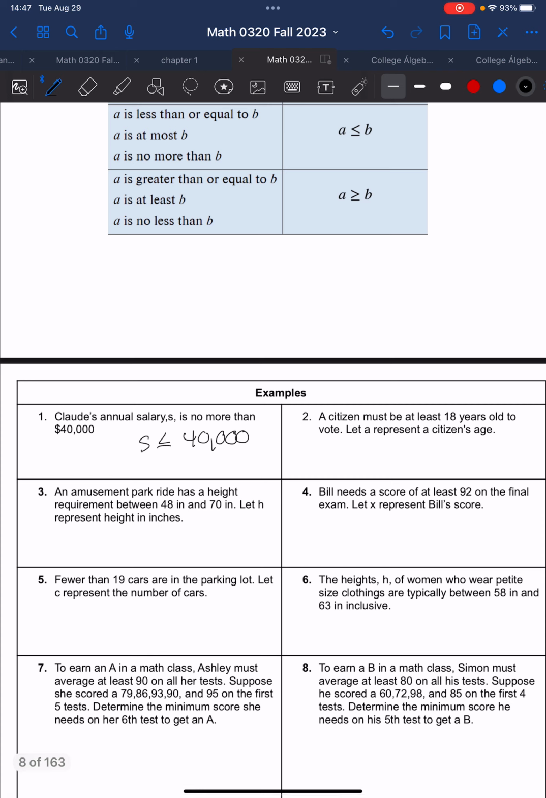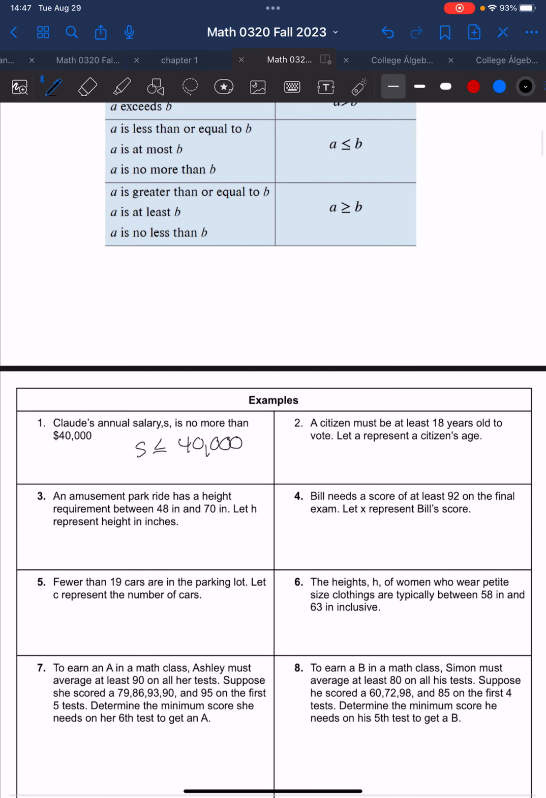Number 2 says a citizen must be at least 18 years old to vote. Let A represent a citizen's age. So at least, if we look at our chart, at least means greater than or equal to. So A greater than or equal to 18.